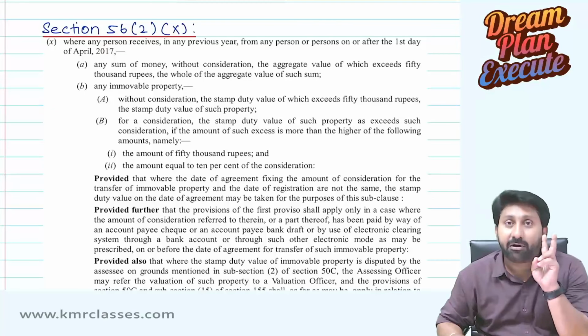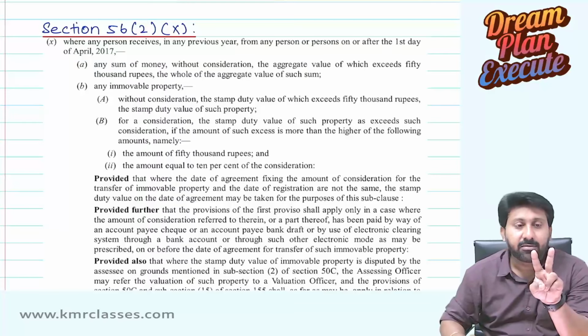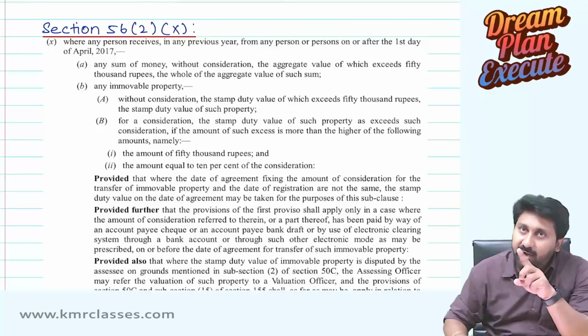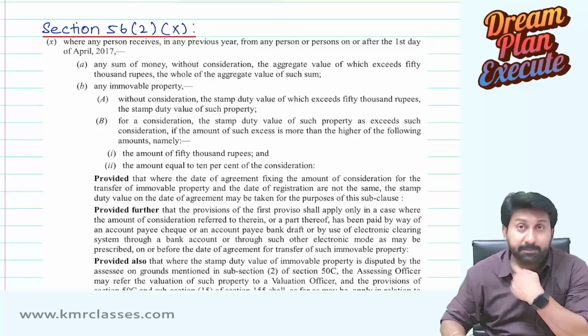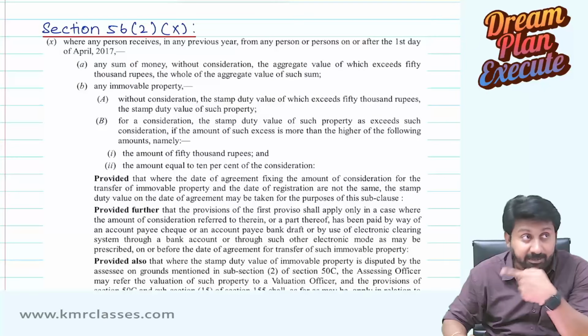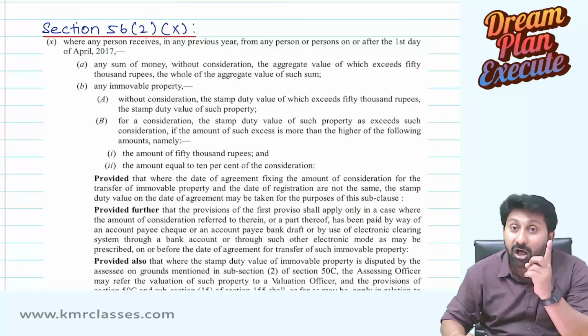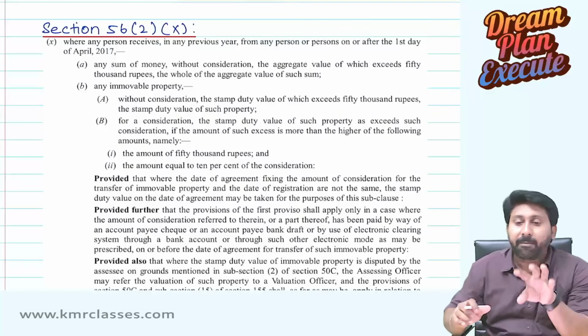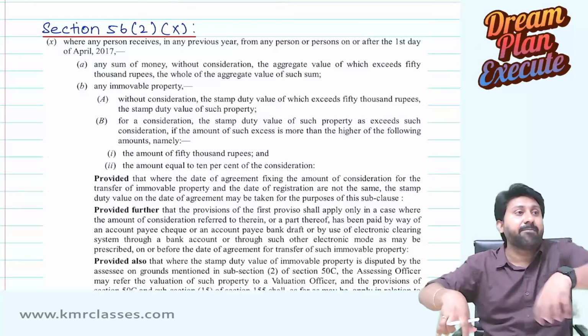Properties can be of two types: property in the nature of capital asset, and property not in the nature of capital asset. A car is a property; if I use it for my personal purposes, it is a personal effect, not a capital asset, but it is a property. So all properties are not capital assets, but all capital assets are properties. Property includes capital assets and non-capital assets also.